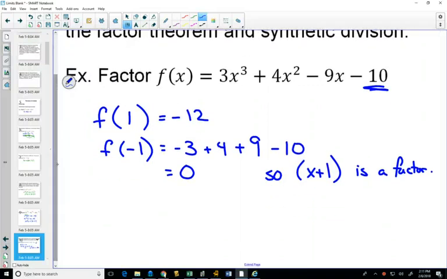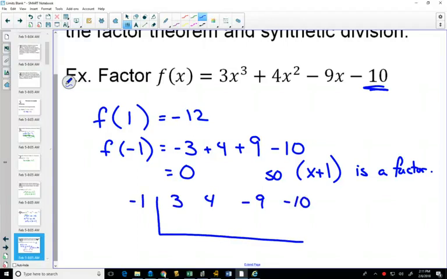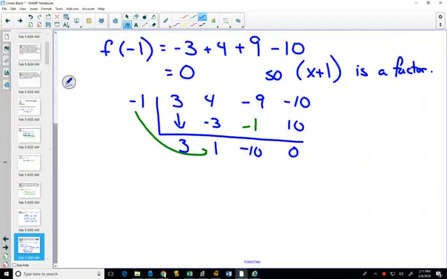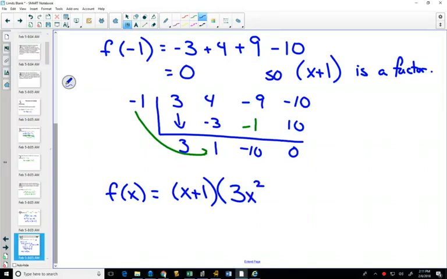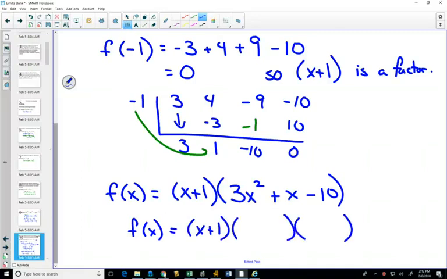So if I wanted to factor this completely, the next thing that I would do, a review of synthetic division, bring the 3 down. So we multiply, so here I multiply this, that'll be negative 1, add, multiply again, and add. What we get with our synthetic division means that our original function, f of x, has now been partially factored. We know that x plus 1 was the factor, and after dividing by x plus 1, we're left with 3x squared plus x minus 10. And then to factor this completely, we would have to check if we can factor this further.